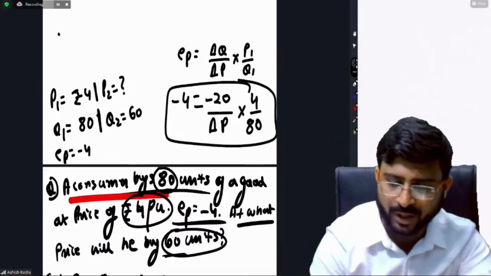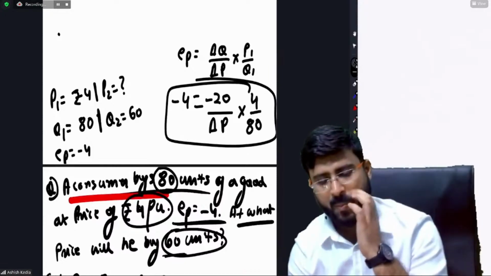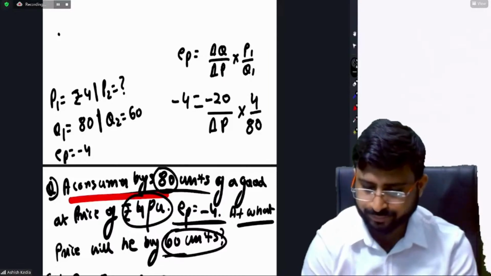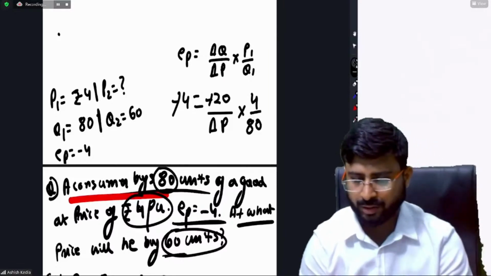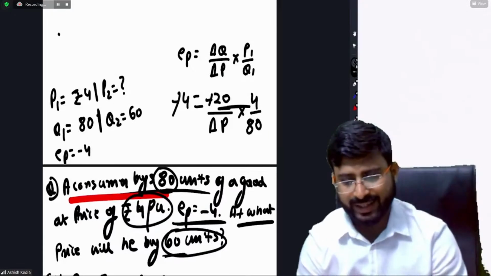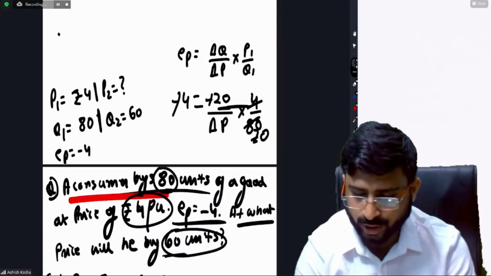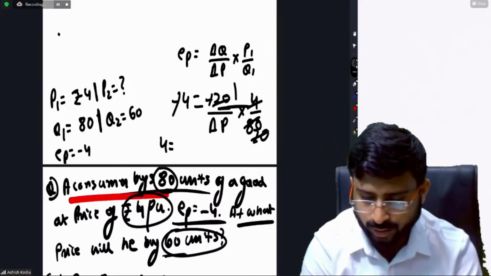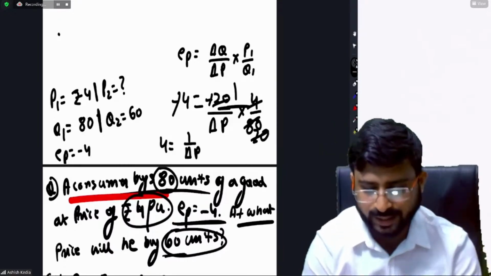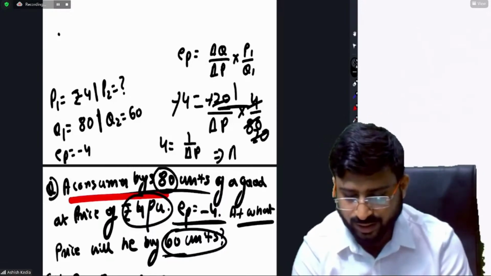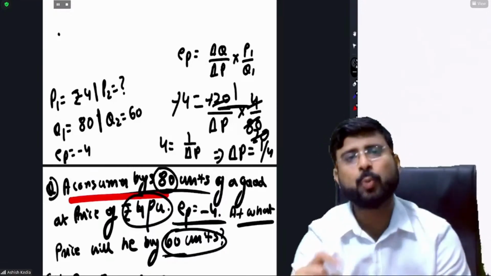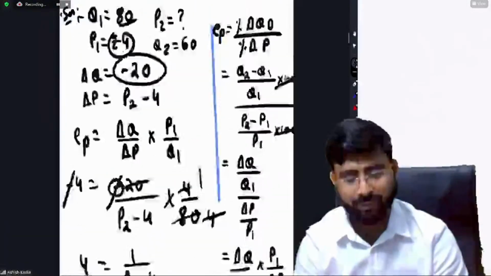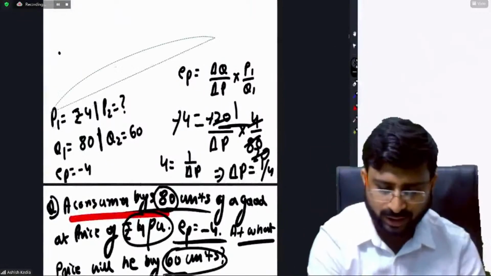How many of you have done this step correct? Just copying the data. Very good, quite a few. Now, see, minus gone. 20 into 4 is 80. So 4 equals 1 by delta P. That implies delta P equals 1 by 4, or 0.25. Delta P is 1 by 4. Sir, elaborate it.